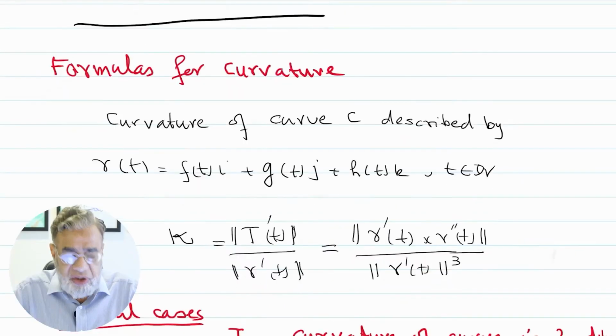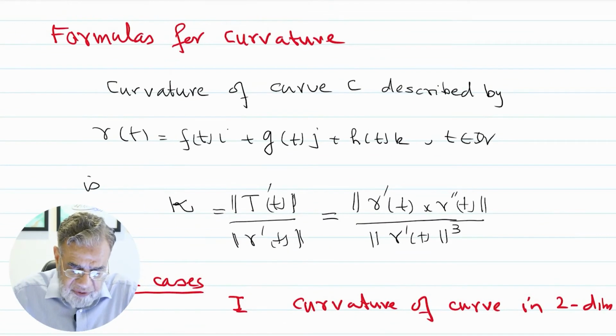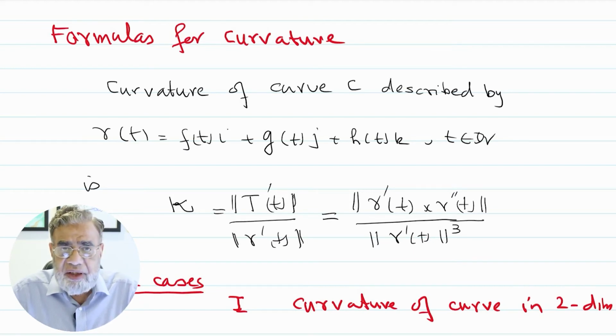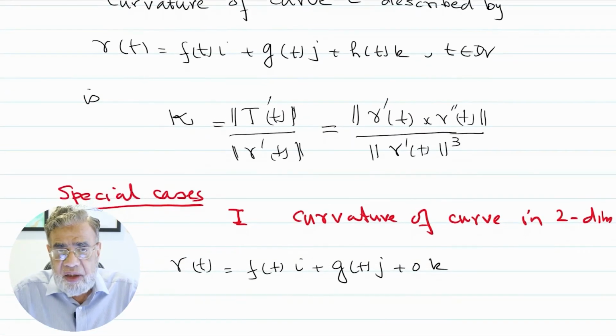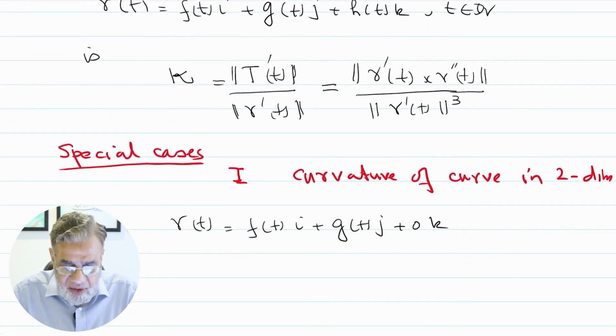And we have the formula, as we discussed before, that our curvature is equal to the magnitude of T'(t) over the magnitude of r'(t); both are vectors. We can write this formula in terms of r. We can derive it: the magnitude of r'(t) cross product r''(t), because the cross product of two vectors is a vector, so we take the magnitude, divided by the magnitude of r'(t) to the power 3. So this is the main formula to find the curvature in 3 dimensions. From this formula, we can derive the formula for 2 dimensions and also for 1 dimension.